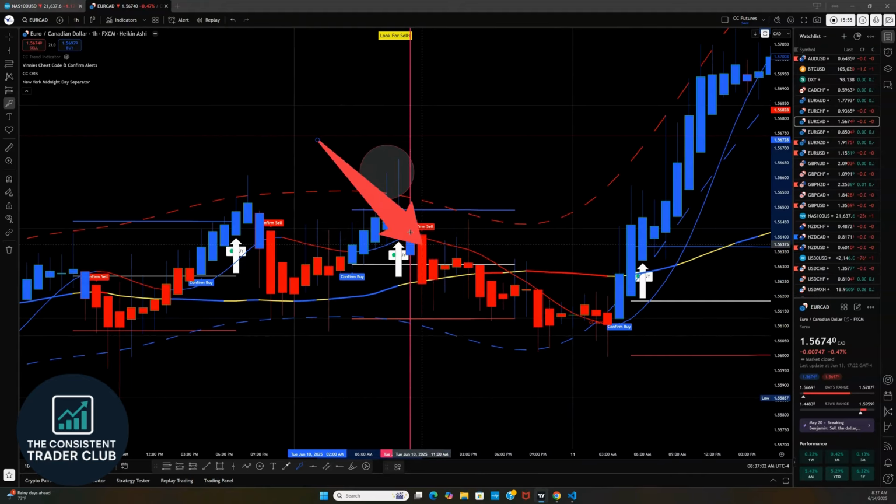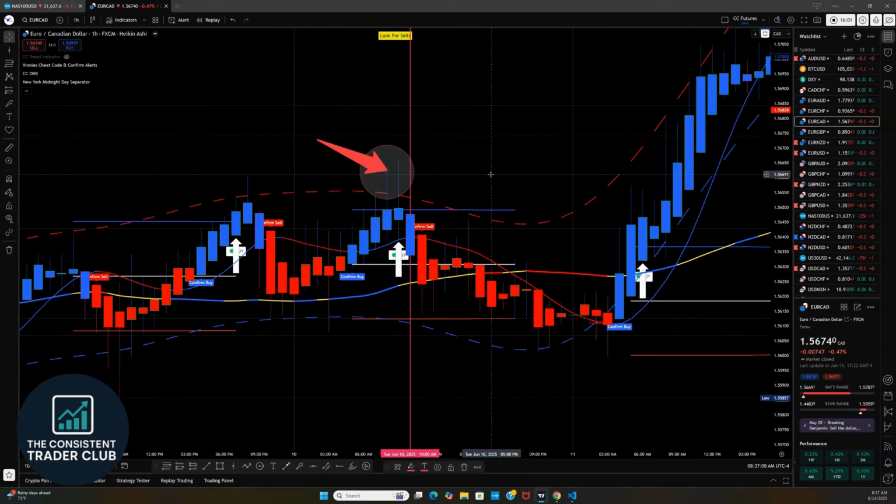Okay. So you always want to confirm it with a higher time frame. If you get a cheat code buy or sell signal on the 15-minute time frame, just confirm with the 1 hour, right? If there is a signal on the 1 hour, then that's a breakout that you don't want to take.